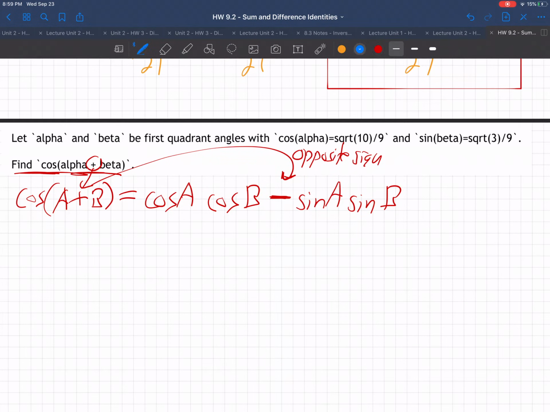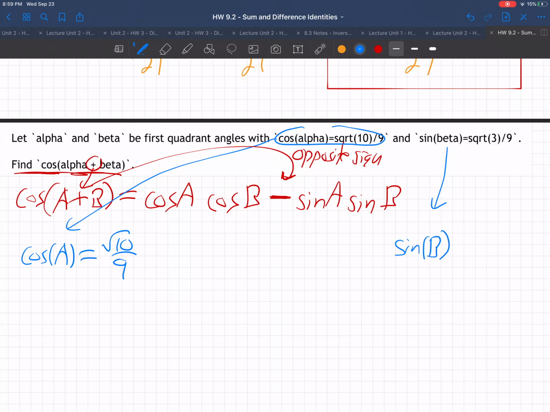Okay, so what can we do here? Well, they're telling us this right here. Bring it over here. Says the cosine of A, cosine of alpha, is square root of 10 over 9. And this over here says the sine of B, of beta, is square root of 3 over 9. So what does that mean then? Well, I know cosine of A is root 10 over 9, and I know sine of B is root 3 over 9.